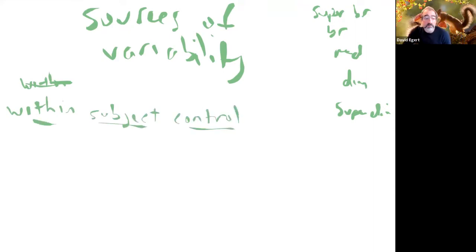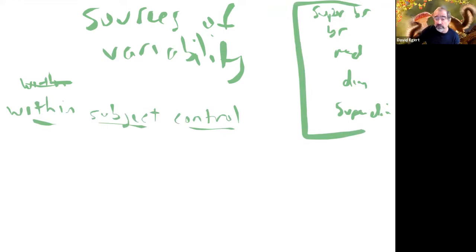So for the same person, test them under the 5 different lighting conditions and see how that affects their speed. So even if they're naturally faster or naturally slower, it doesn't matter. We can still see relatively how their speed changes from dim to bright.